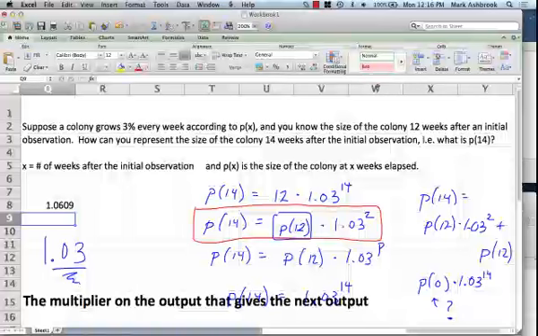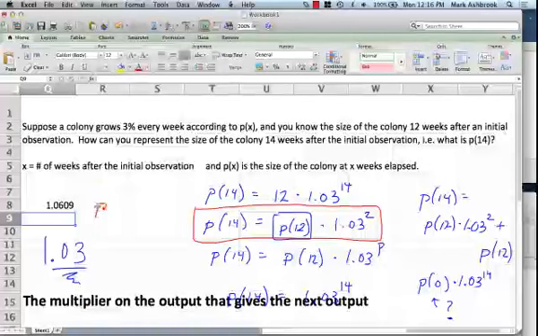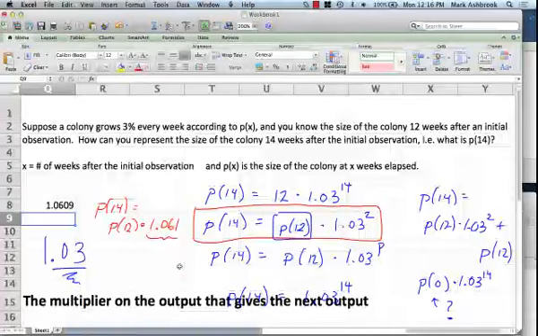So would it be true to also say that P of 14 is P of 12 times 1.061, rounding it? Is that a true statement? That's looking at it in a slightly different way. That's another multiplier on an output, but does it give you the next output? No, it jumps ahead 2 inputs to give you the output for a jump of 2 inputs. So this is called the 2-unit growth factor.